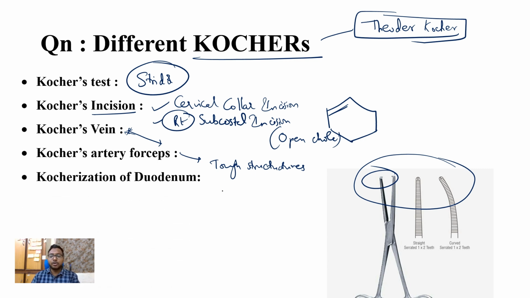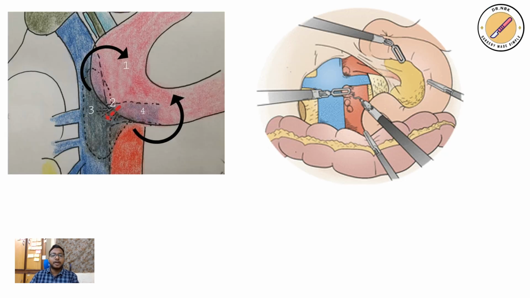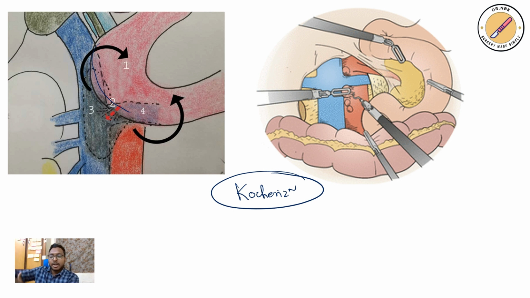Next, another one is Kocher's maneuver of the duodenum. I'll show you the picture. Mainly, the second part of the duodenum: you will make an incision here and you will just wind it around. You will turn the second part of the duodenum to get access to the retroperitoneal structures at that level. So this is the Kocher's vein I was talking about. It will be present in a few individuals and it will drain into the internal jugular vein. So this is the maneuver where you are making an incision at the level of the second part of the duodenum, D2, and turning it around so that you can get access to the retroperitoneal structures, especially the aorta and IVC, etc. So to get access to those particular vessels, you are turning this.